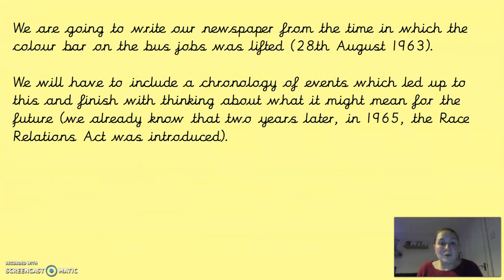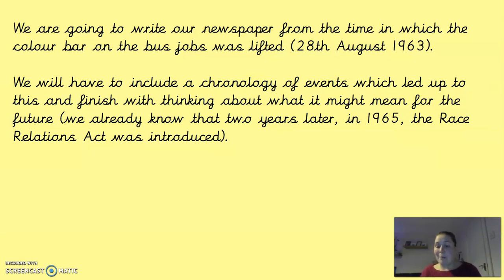Okay, so we are going to write from the time that the colour bar was lifted. So from the time that the boycott had been successful and that discrimination wasn't allowed to happen anymore within that company, okay? So we are imagining it's the 28th of August, 1963. We are going to have to include a chronology of events, so the story in time order of all the events that led up to this moment. So giving a bit of background and then explaining the details of the boycott. We're going to end with saying what it might mean for the future.